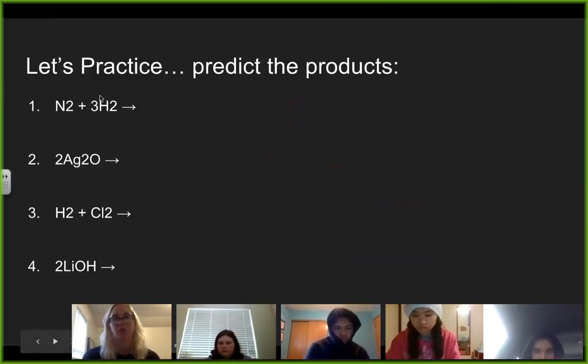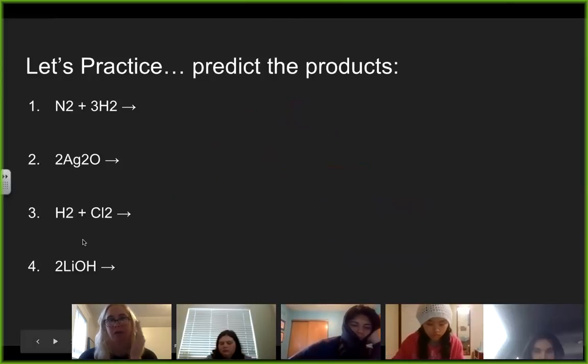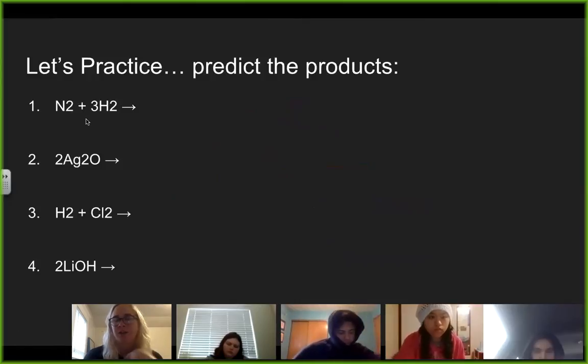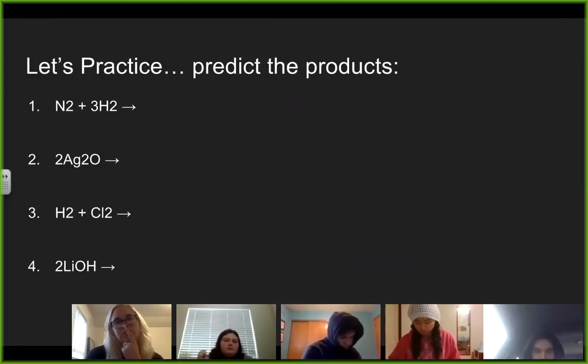So let's practice. We're going to try to predict the products of these reactions. So we're going to do the first 2 together, and then you guys are going to try to do the second 2 by yourselves. So the first thing we want to ask ourselves, is this going to be a synthesis reaction or a decomposition reaction? Or, to make it even harder, could it be a single replacement reaction? What do you guys think? Synthesis, decomposition, or single replacement?